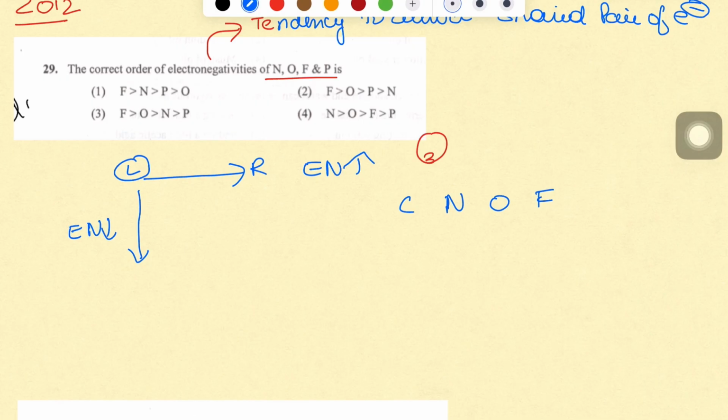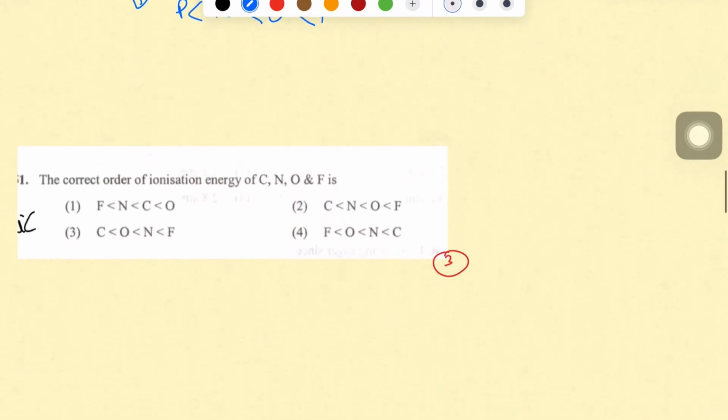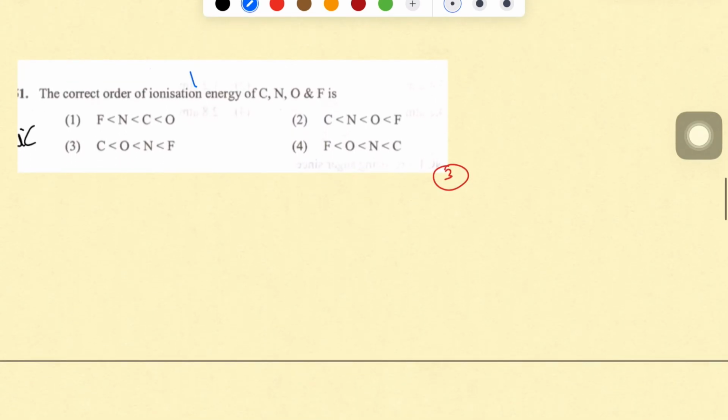below nitrogen we have phosphorus. Along the period electronegativity increases, so fluorine has the highest electronegativity, then is oxygen, then is nitrogen, and down the group it decreases, then comes phosphorus. So the correct order is the third option. The correct order of ionization, as I explained earlier.